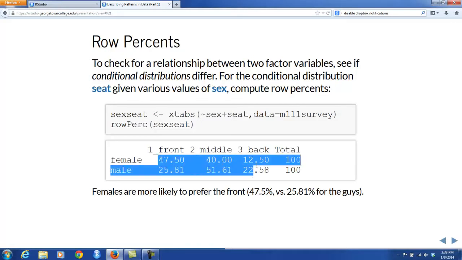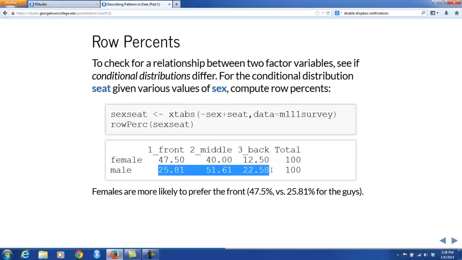And what I've got going across this first row here is a set of row percentages that constitutes the conditional distribution of seat given that sex is female. And in the second row, I've got the conditional distribution of seat given that sex is male. Now with these row percentages, we can really begin to make some meaningful comparisons. For example, we see that nearly half of the women in the study preferred to sit in the front, whereas only about 1/4 of the men in the study preferred to sit in the front.